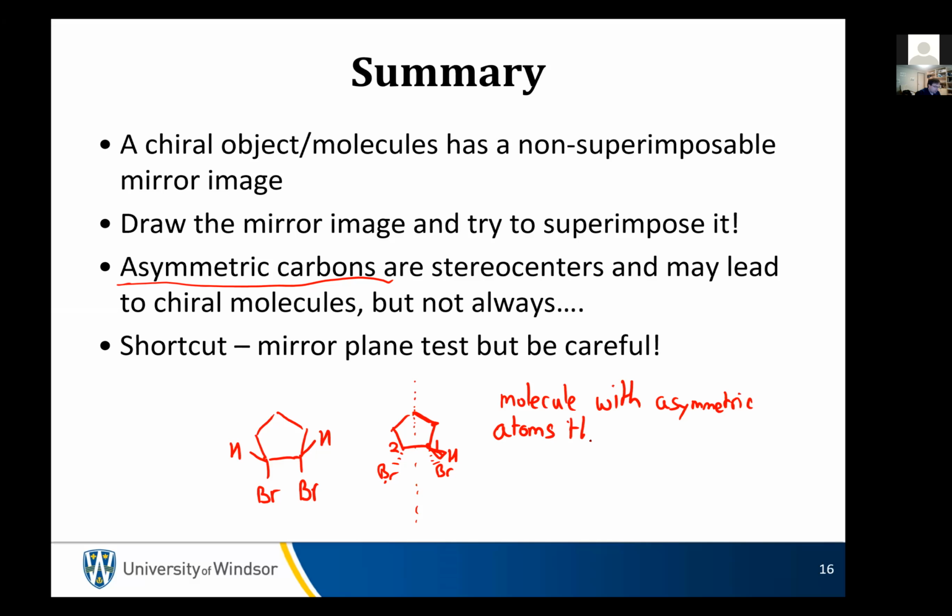That is not chiral. This molecule is not chiral because you can superimpose this mirror image on it. If you're not convinced, try it out. It's called a meso compound. I have no idea why it's called a meso compound. I don't know where the derivation of meso comes from. But it means a compound that has asymmetric carbons but is not chiral.